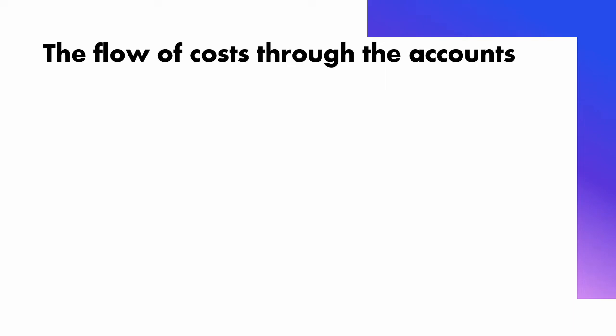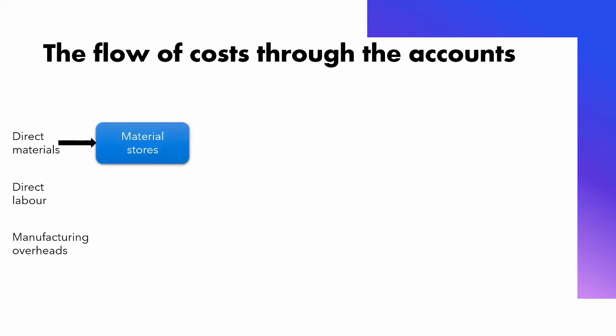Now let us look at an overview of how our costs flow through our set of accounts. We will have a more detailed look at this when we look at each cost separately in our subsequent videos. We start off with our costs of direct materials, direct labor, and manufacturing overheads. Our direct materials are purchased from our suppliers and maintained in storage until they are needed for production. When production on our job begins, we requisition materials from storage and start to accumulate our labor and overhead costs.